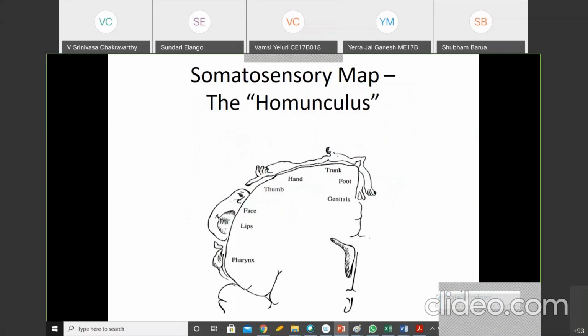To understand phantom limb, we need to quickly recap what we learned about the somatosensory maps. We've seen that there is a map of touch information in the somatosensory cortex in the post-central gyrus. It's like a person turned upside down. The head and all that is in the lower part of the cortex, and the feet and all are in the upper part of the cortex.